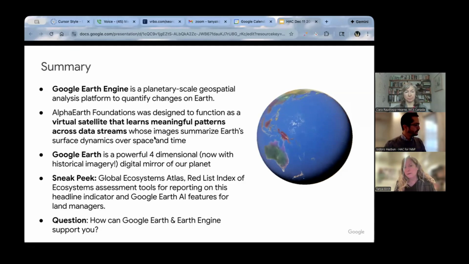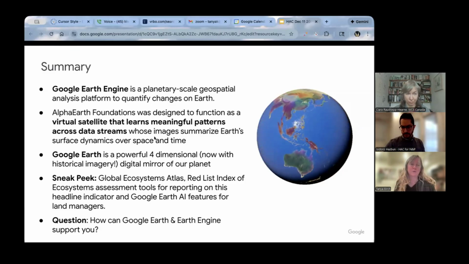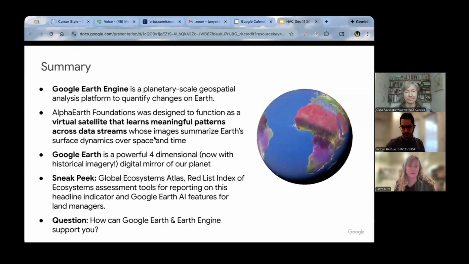And we're also beginning to build tools to help accelerate the reporting of things like the Red List of Ecosystem assessments, because we understand that's still quite challenging, and we're producing open source packages to be able to facilitate the reporting of that easier.